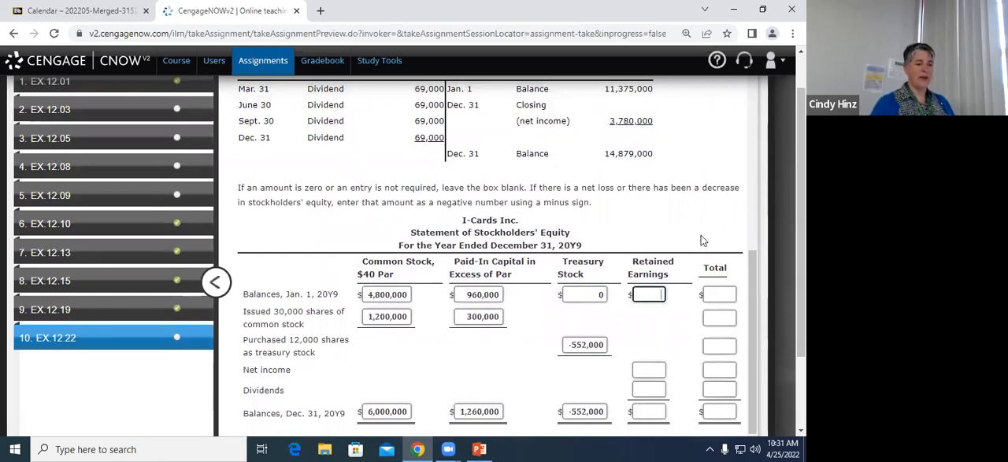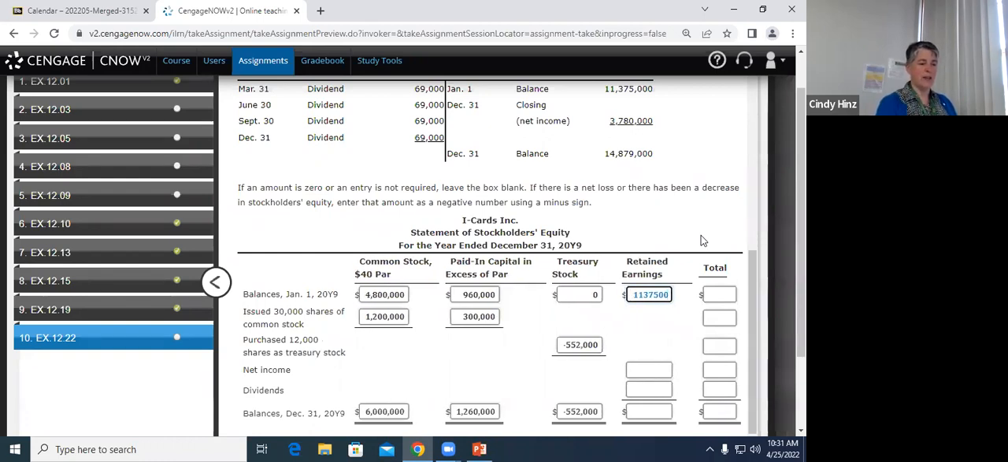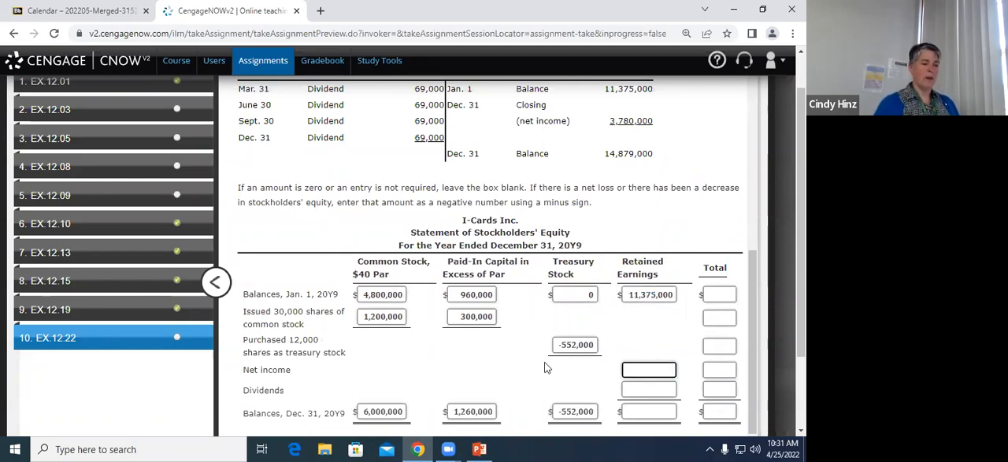Our last account then that we have to address is the retained earnings. And I have this set so it's exactly at the top of the screen so we can see what we need. The beginning balance was $11,375,000. We know that there are two main transactions that affect retained earnings during the year. We might make money, and that's what we see here with the increase or the credit right here. We had a net income. If that had been a debit, it would have been a net loss. We'd show that as a negative.